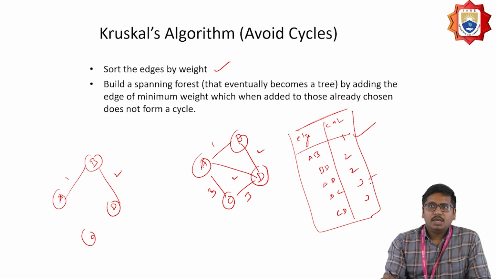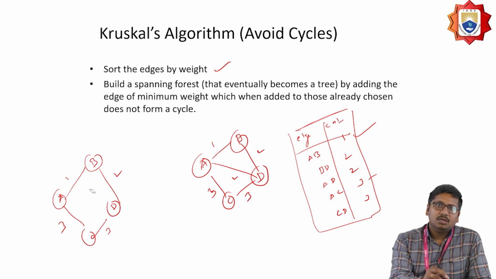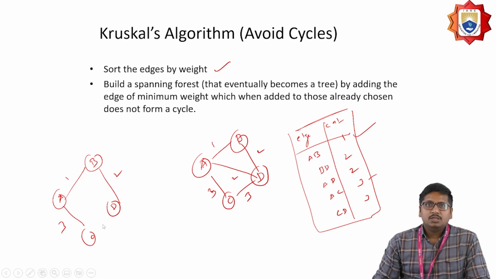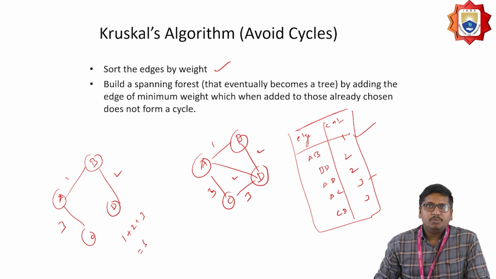Next one is AC, which is 3. It does not form a cycle. Next one is CD. If I consider this, it will again form a cycle, so I do not consider this edge either. So this should be the resultant spanning tree of the given graph. What is the edge set here? 1 plus 2 plus 3, that should be 6. So this is how the algorithm works.